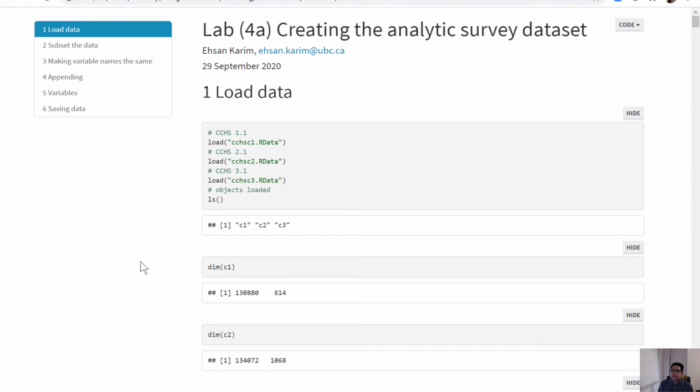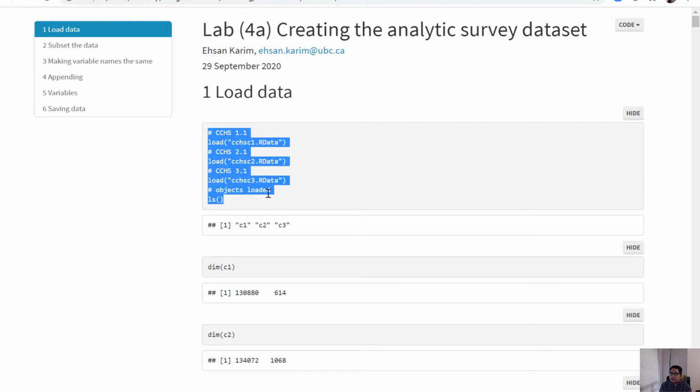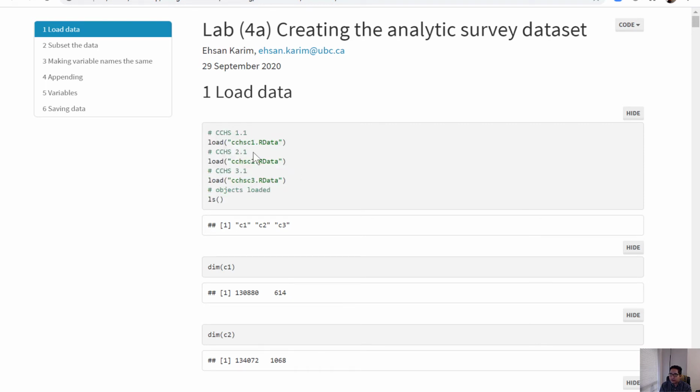Hi everyone. So in this particular week, what we are going to do is to use some of the survey data that we have downloaded already, and we will try to do some estimation and inference based on those data sets. To start with, I have already downloaded 3 cycles of the data: CCHS 1.1, CCHS 2.1, CCHS 3.1, and the instructions of how to download them were discussed in the previous labs.